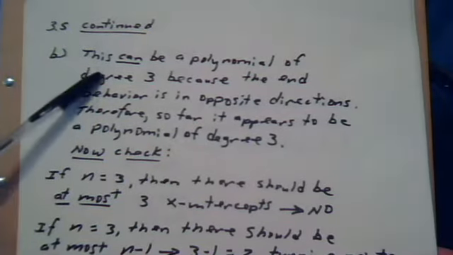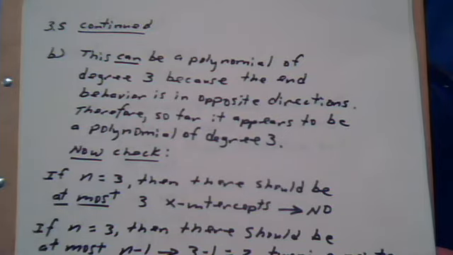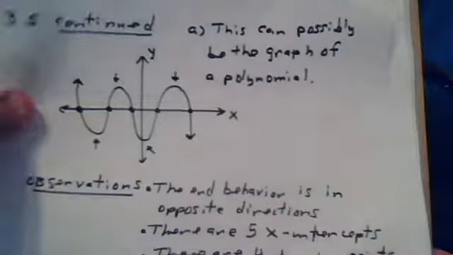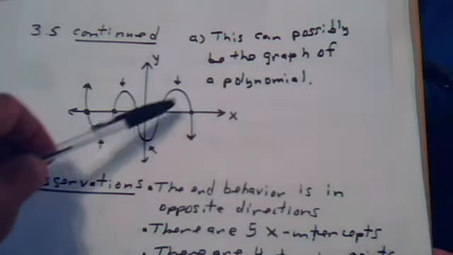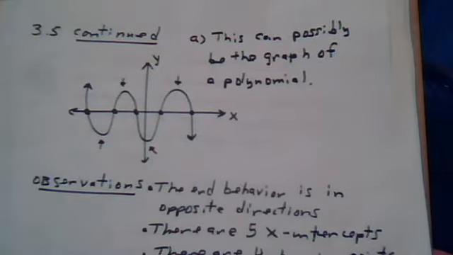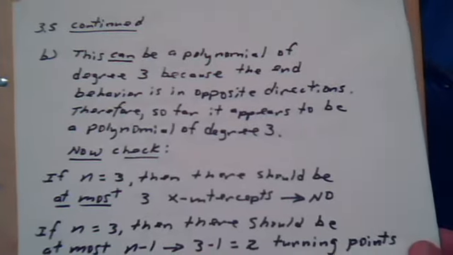So if this is a degree 3, that means n equals 3. Then there should be at most 3 x-intercepts. So let's look at the graph. 1, 2, 3, 4, 5. It has 5 x-intercepts. But if it's going to be a degree 3, it should have at most 3. So at this point, this graph cannot be a degree 3 polynomial.